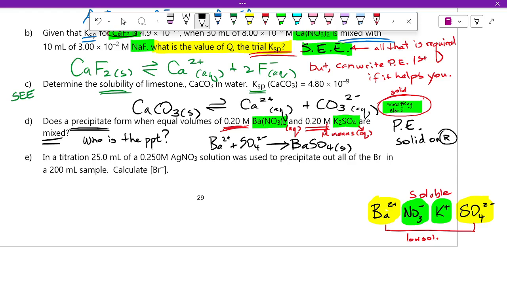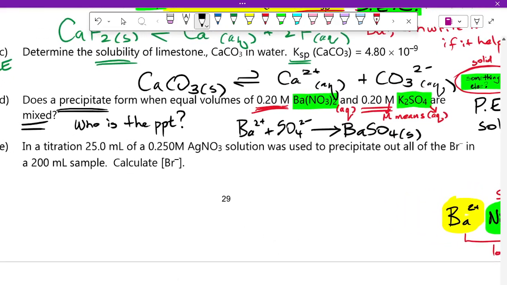Okay, last one. In a titration of 25 milliliters of 2.250 molar AgNO3, that was used to precipitate out all of the bromide in a 200 milliliter sample, calculate the concentration of the bromide. PE or C? Tell your partner what you think.